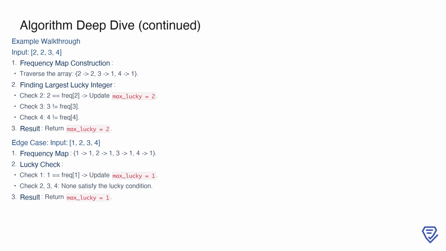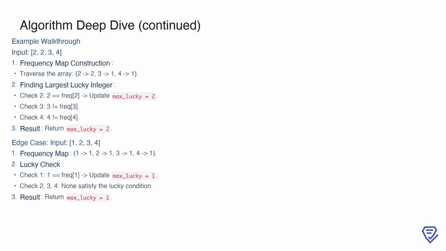For the input 2, 2, 3, 4, we first construct the frequency map by traversing the array. The result is 2-2, 3-1, 4-1. Next, we find the largest lucky integer. Checking the number 2, we see that its value matches its frequency, so max_lucky is updated to 2. The number 3 does not satisfy the condition since 3 is not equal to its frequency of 1. Similarly, 4 is also not a lucky integer. Therefore, the result is max_lucky equals 2.